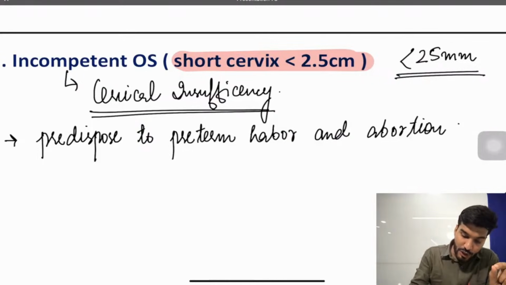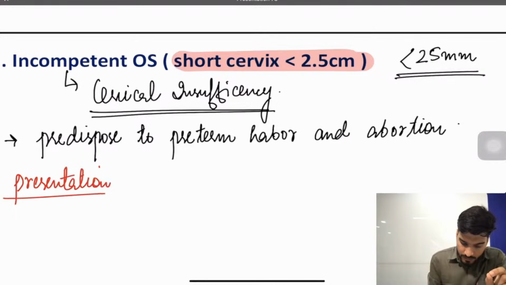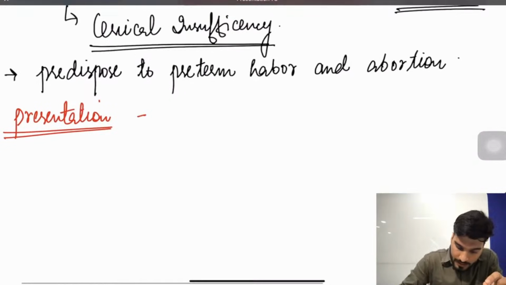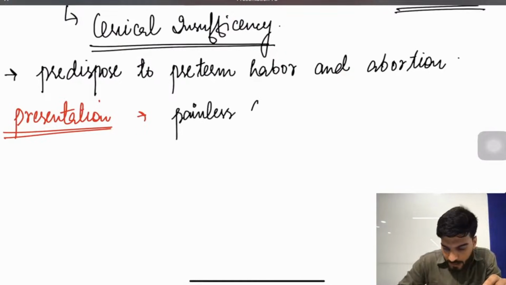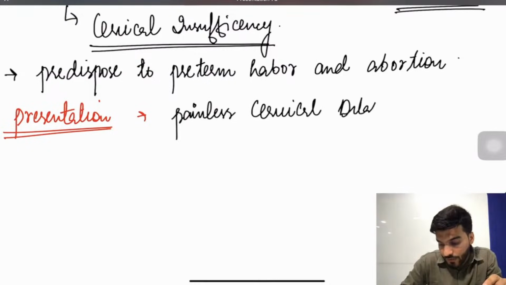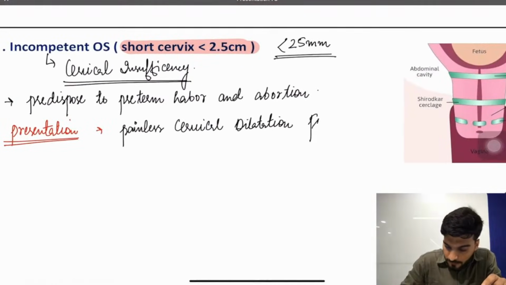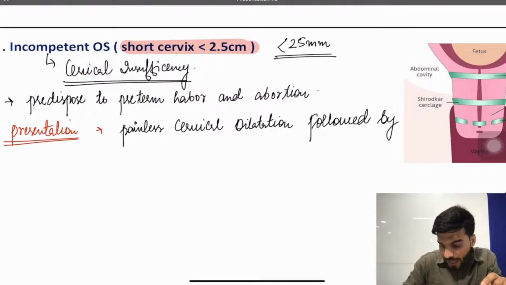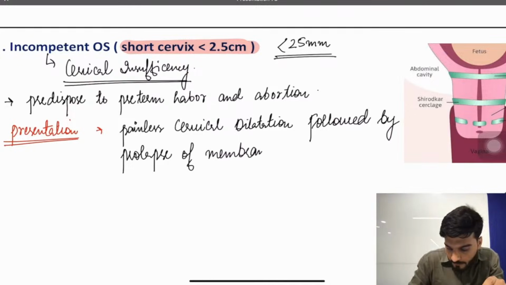So the classical presentation of a patient having cervical insufficiency: number first thing is painless cervical dilatation, followed by prolapse of membranes, and expulsion of fetus.